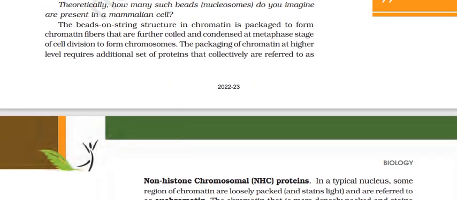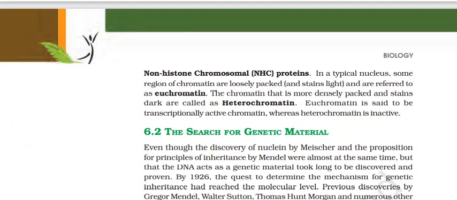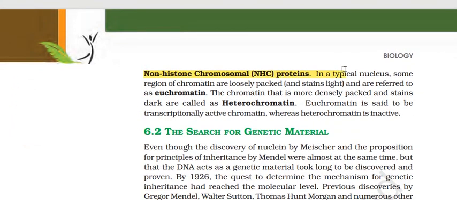Theoretically, how many such beads do you imagine are present? Yeah, the beads on string structure in chromatin is packaged to form chromatin fibers that are further coiled and condensed at metaphase stage of the cell division to form chromosomes. ये हम already कर चुके हैं cell cycle में कि क्या होता है? Metaphase stage पे ये further condense हो जाता है, further coiling will take place. Fine. So the packaging of chromatin at higher level requires additional set of proteins that are collectively referred to as non-histone chromosomal proteins. ये further package करने में इसको help करते हैं. हम कुछ नहीं कर रहे, we're just doing the compaction of the whatever DNA we have.